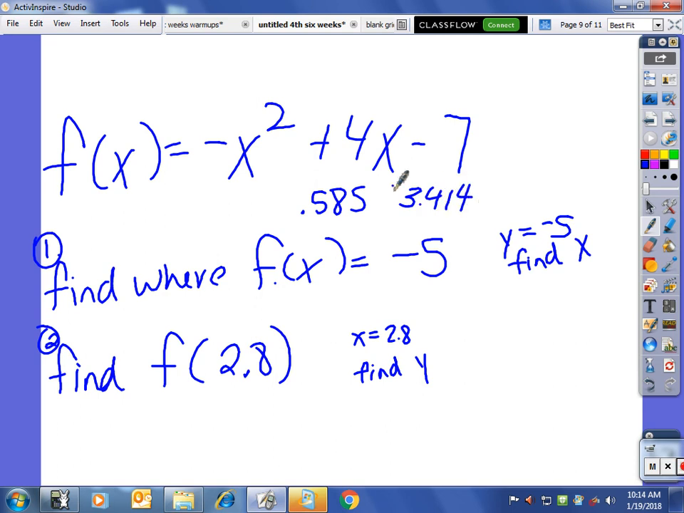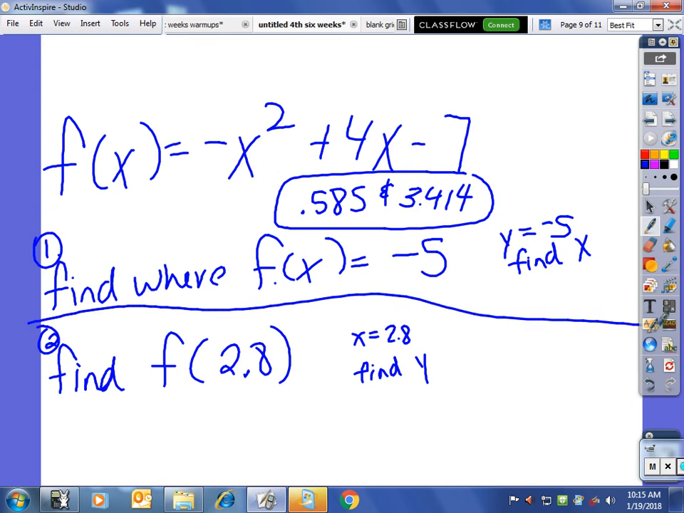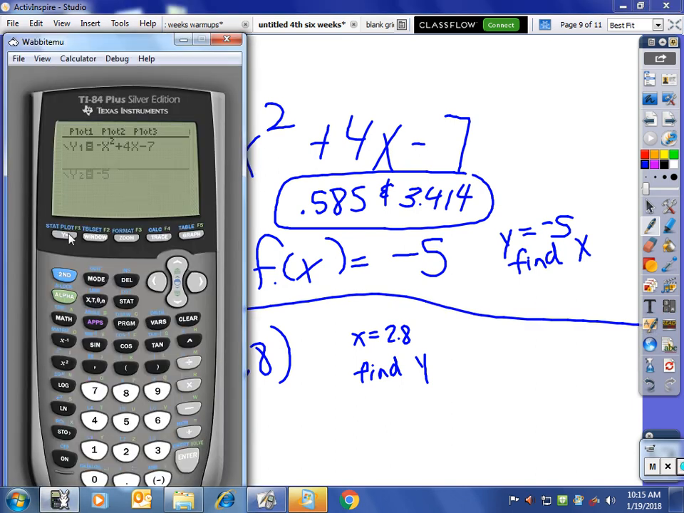Are we good with that? Okay, so it's kind of like finding the zeros, except in this case we were finding the negative 5s. We know what the y is. Number 2 is much easier. I'm not finding the negative 5s anymore. I can just clear that out.